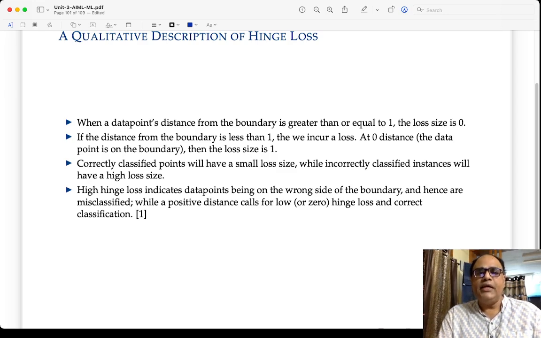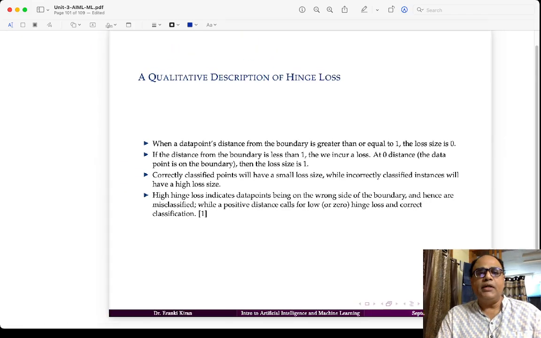So high hinge loss indicates the data points being on the wrong side of the boundary, hence are misclassified. As I was discussing earlier with the picture, if the maximum margin classifier tends to wave towards a point outside 0, then it contributes to more loss than waving towards 1 or close to 0, where the hinge loss will be a lot lesser. So while a positive distance calls for low or 0 hinge loss and correct classification.